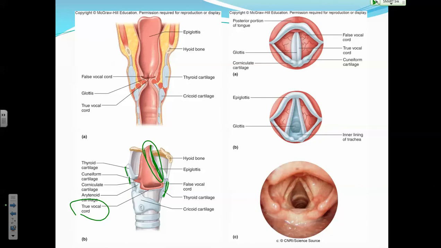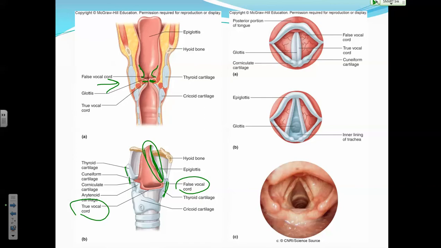Above the true vocal cords is a little fold of the membrane called the false vocal cord, which doesn't really have anything to do with speech, but it also comes together when you swallow to help close off the glottis below it. Okay? So, this top picture, there's the false vocal cord, and then here's the true. It doesn't really show the true as elastic bands, but that would be true vocal cords, and then up above it, that fold is the false vocal cord.